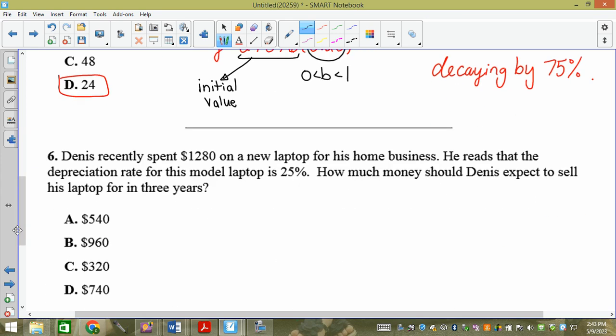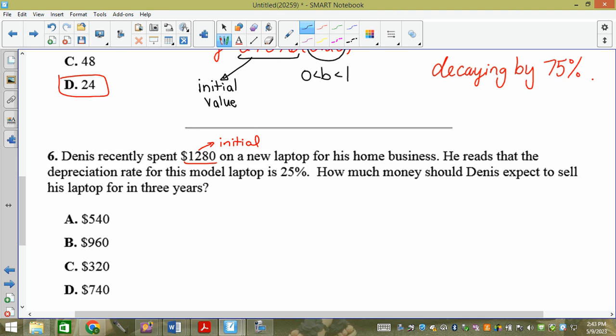Here we have Dennis recently spent $1,280 on a new laptop for his home business. So this is the initial. If you get the formulas, you're in luck. Most of the time, you don't. You need to memorize them.